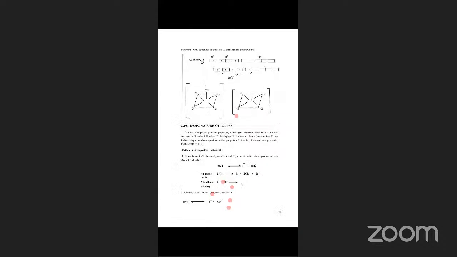Next, ICl4 minus. Iodine 53 is 5s2, 5p5, 5d0. Second excited state: 2 electrons from the 5p orbital jump into the 5d orbital. This is sp3d2, square planar geometry, because it contains 2 lone pairs of electrons.